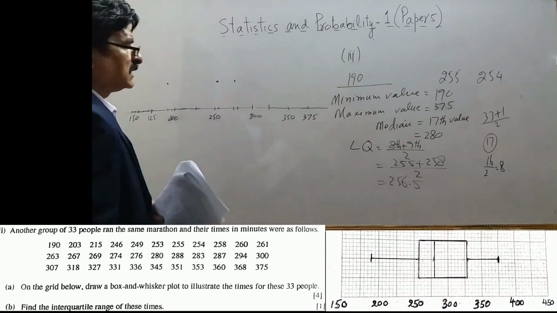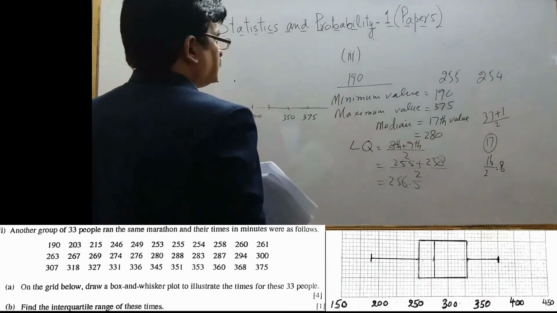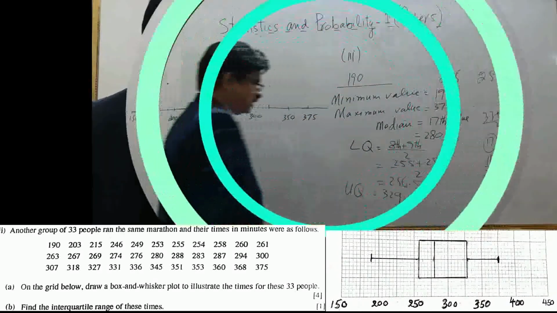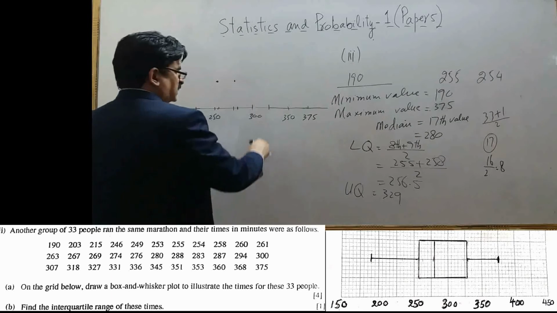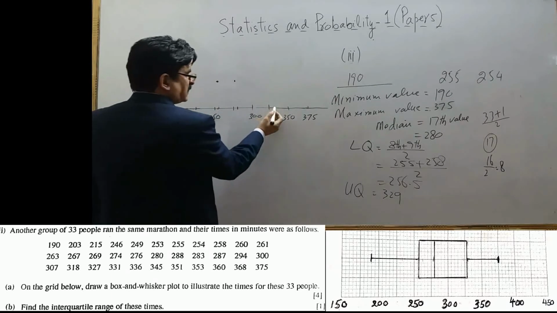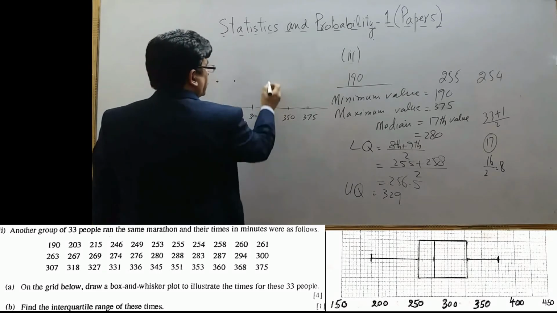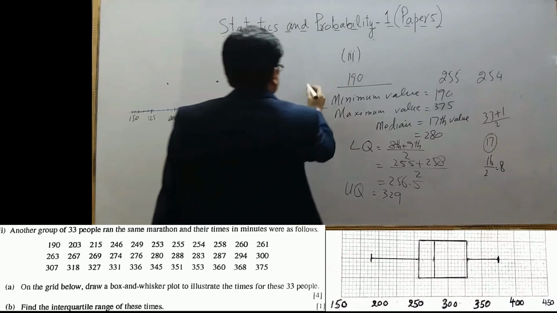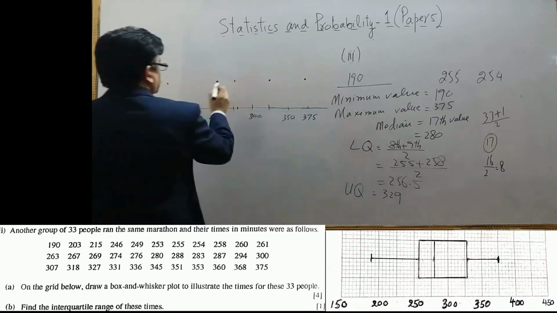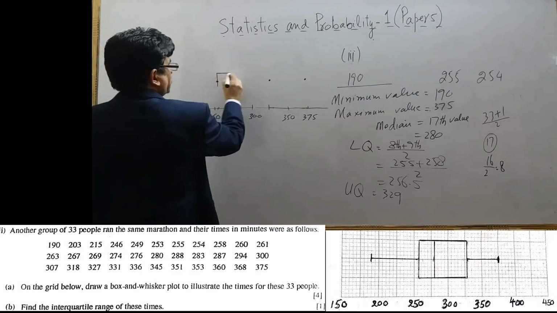Then you have the last, the upper quartile. Upper quartile is 329. So where is 329? So this is 325. So one box more and a little below that, you will have here the upper quartile. Then we have the largest value, which is 375. It is over here. Now you can complete this box and whisker.